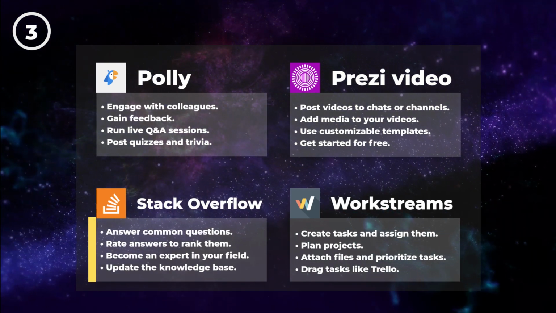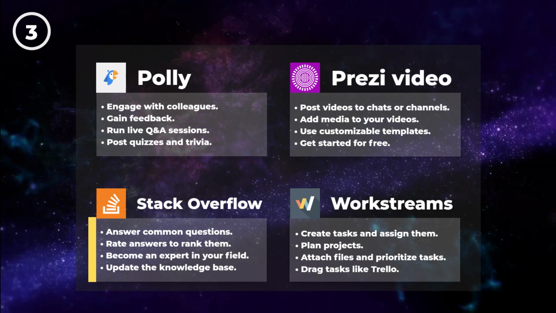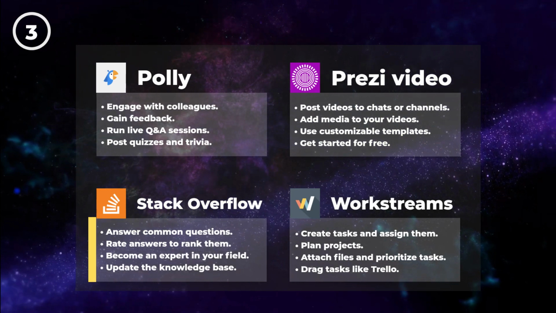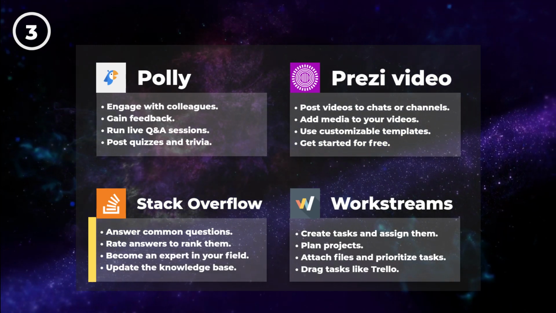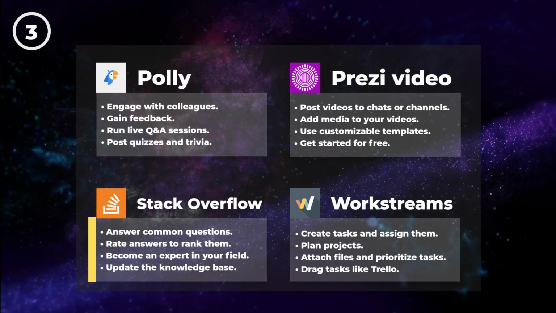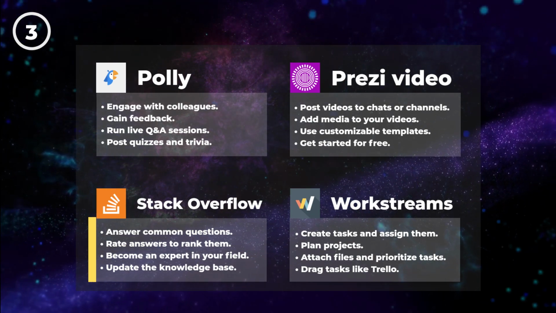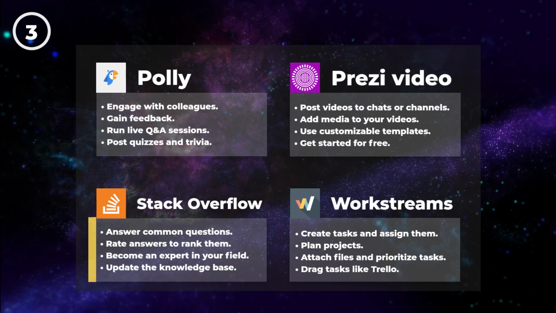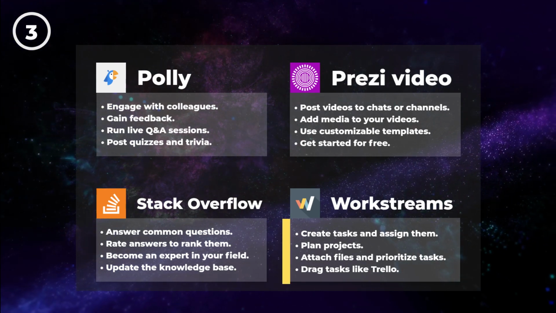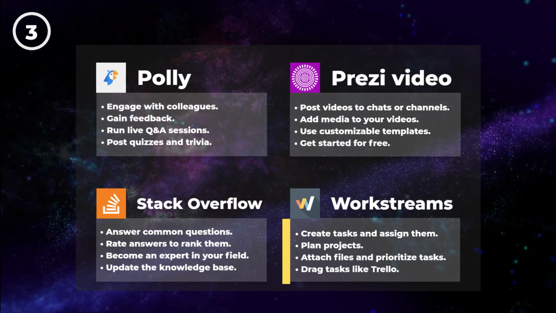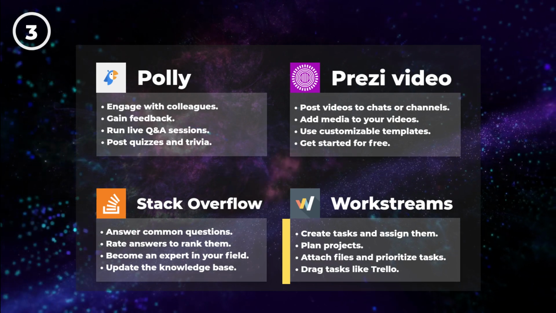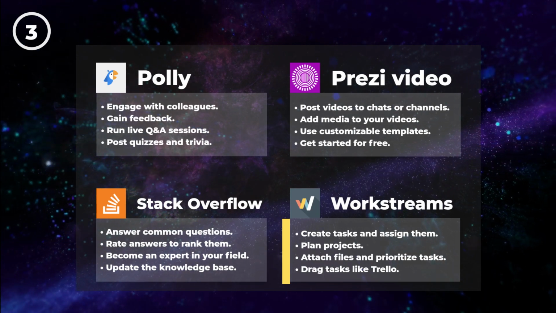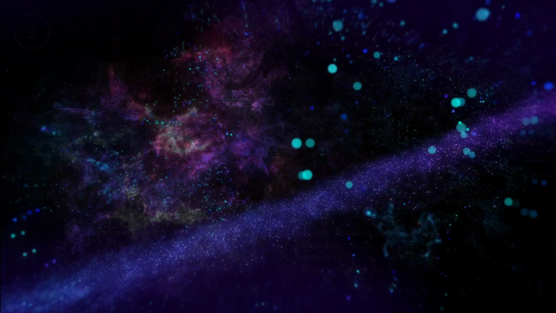Stack Overflow is essential if you have a large and constantly developing knowledge base. Members can ask and answer questions, and gain points for providing answers to become an expert. And when old answers become obsolete, you get notified, so the team is always up to date. Workstreams is a brilliant task management tool that works a lot like Trello. You can simply drag tasks to the completed section, and prioritize the tasks that need urgent attention.